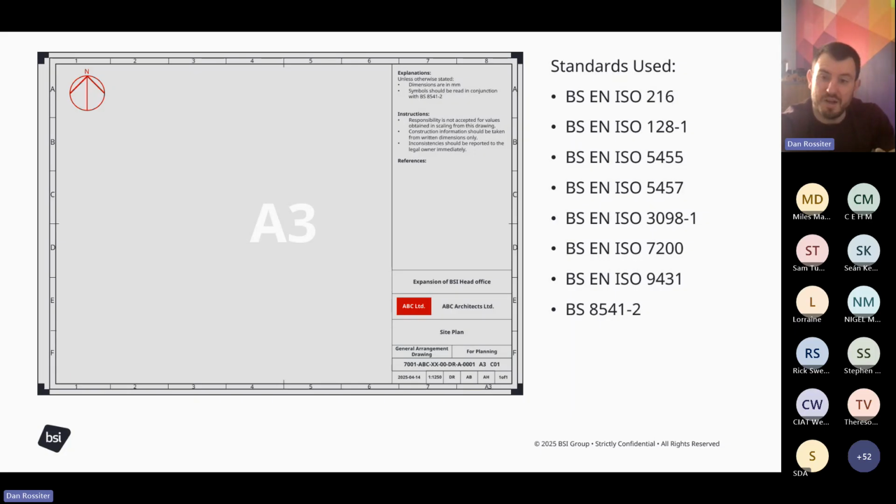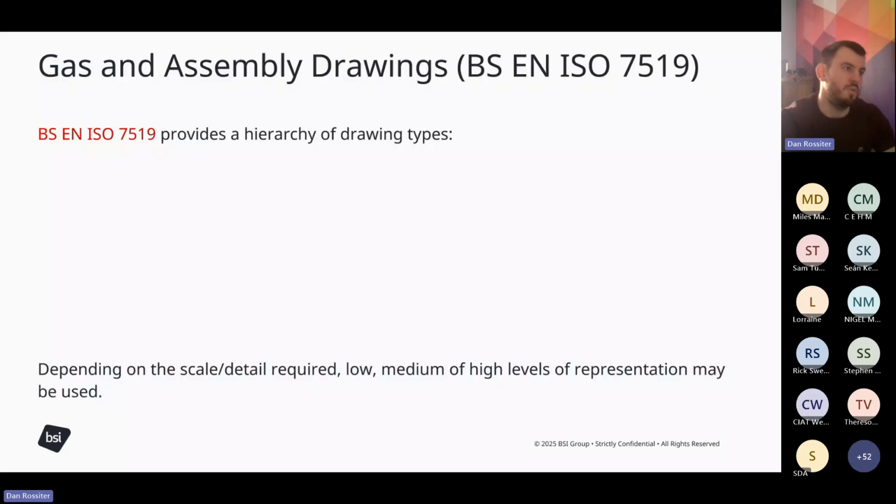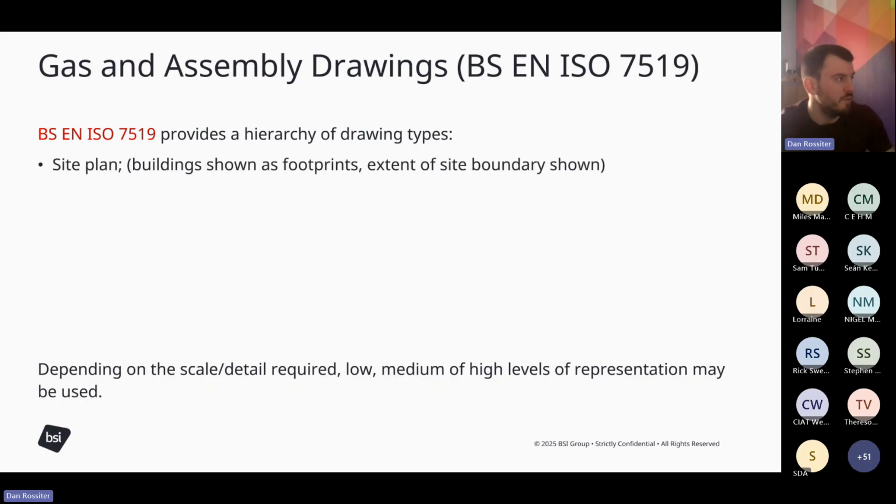All we're starting to need now to complete our drawing is a bit of content. So where can we go to find some support in creating the bits and pieces that sit actually within the drawing itself? That's where you look at something like ISO 7519. This is focused on general arrangements and assembly drawings, and actually provides lots of rules around how you might produce some of these things. What it does is it talks about different hierarchy of drawing types. Most of these will be familiar to you all.